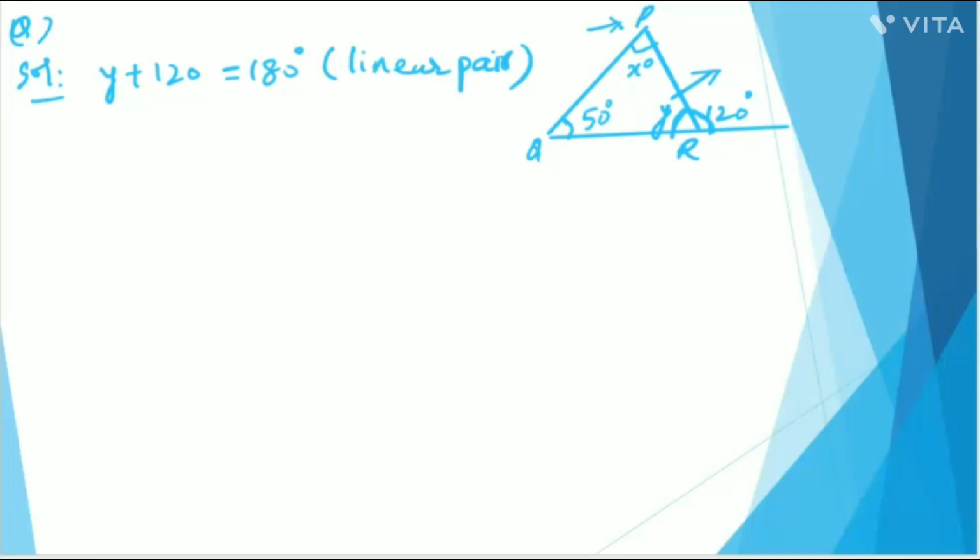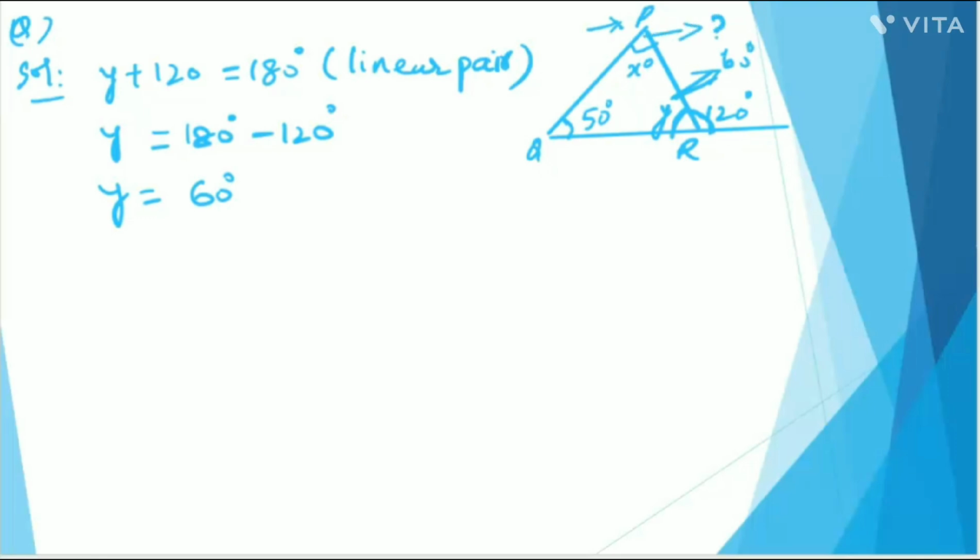So what we will do, we will add 120 plus y. y plus 120 is equal to 180. This is equal to 180 minus 120, which is equal to 60. Now we have the value of y. y is 60. Now we have to find the value of x.